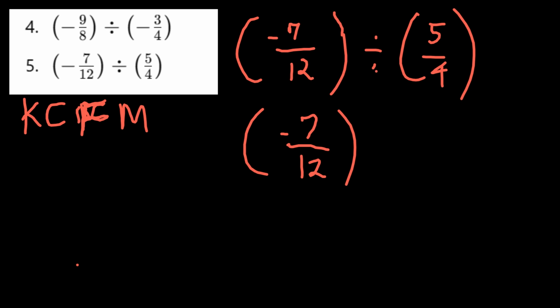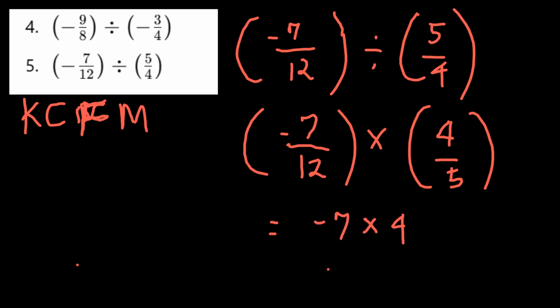And then we change, of course, division into multiplication. And then we flip 5/4 into 4/5. You see, it's easy, right? And then we now multiply. So negative 7 times 4 over 12 times 5. Negative 7 times 4 is actually negative 28, because negative times positive is negative.